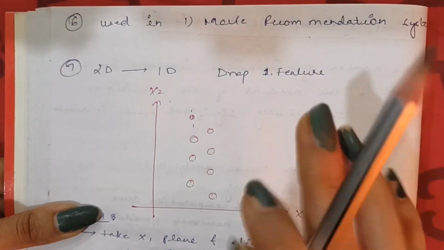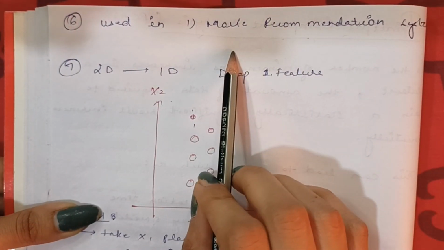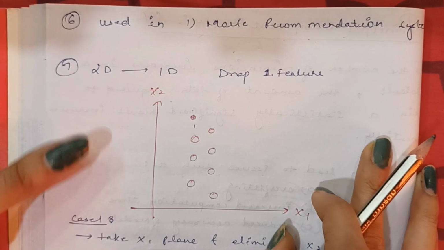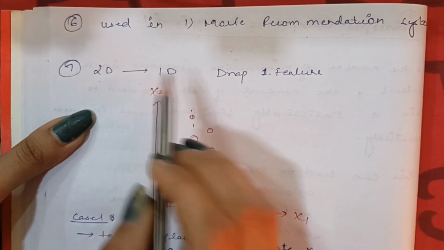PCA is used in movie recommendation system, in image recognition also. So here what basically we are doing, reducing the dimensions.